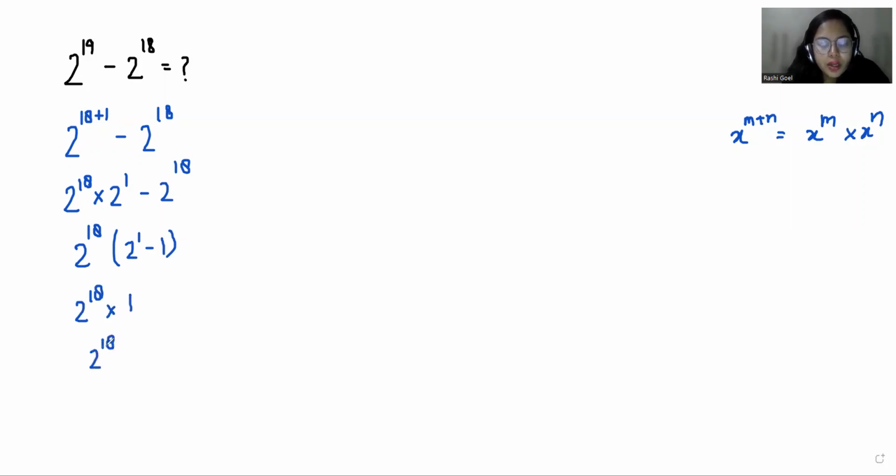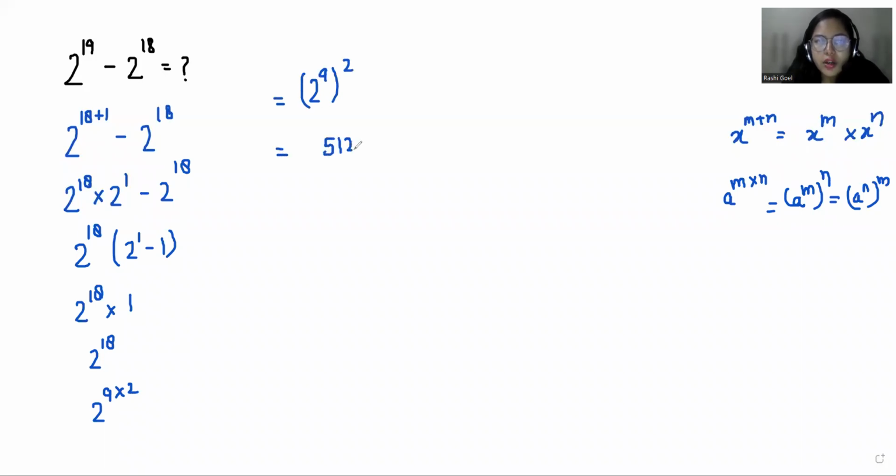So 2 power 18. So 18 we can write as 9 times 2. According to the exponent rule, a power m times n, we can write as a power m whole power n or a power n whole power m. So it becomes 2 power 9 whole power 2. And 2 power 9 is equal to 512 whole power 2.